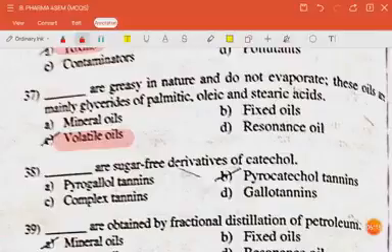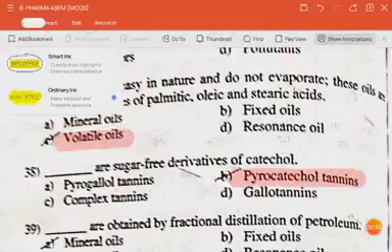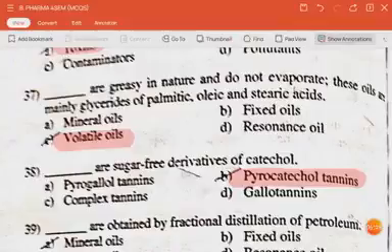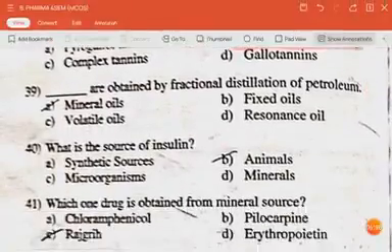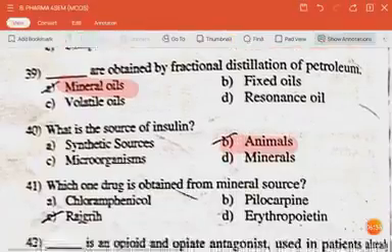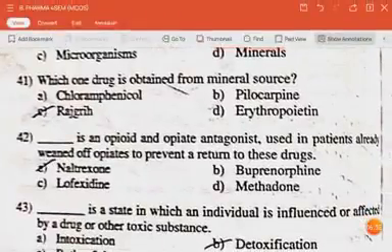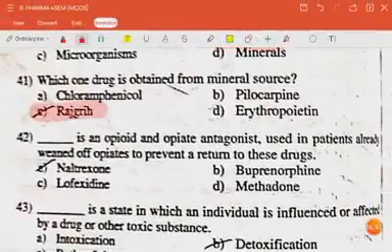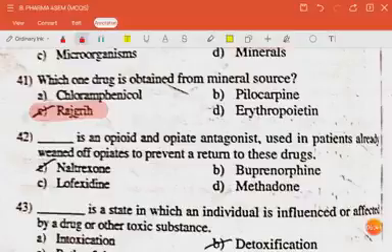The next question is, dash are sugar-free derivatives of catechol. The answer is pyrocatechol tannins. The next question is, dash are obtained by fractional distillation of petroleum. The answer is mineral oils. The next question is, what is source of insulin? Animals. The next question is, which one drug is obtained from mineral source? The answer is Rajgray. The next question is, dash is an opioid and opiate antagonist used in patients already weaned off opiates to prevent a return to these drugs. The answer is naltrexone.